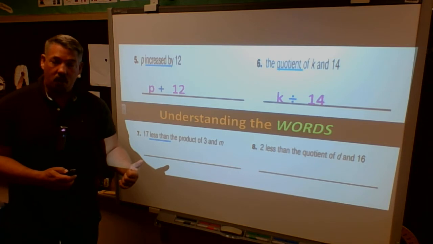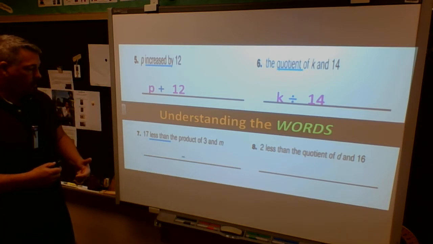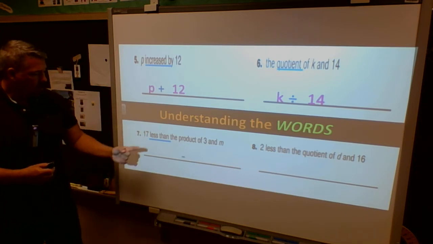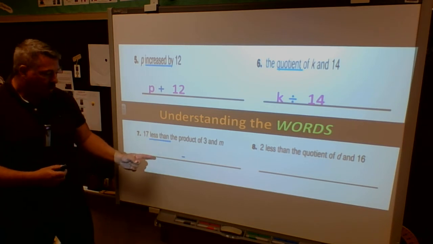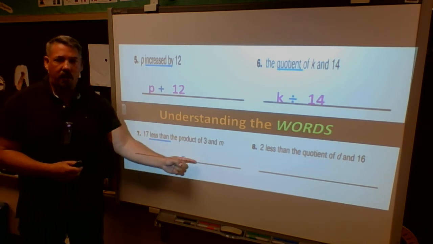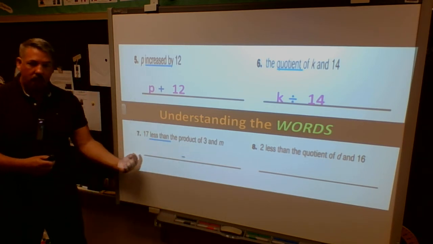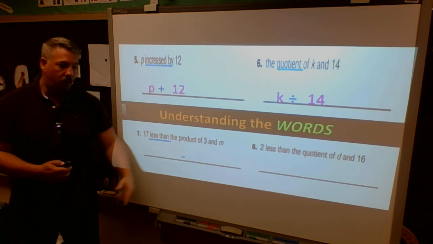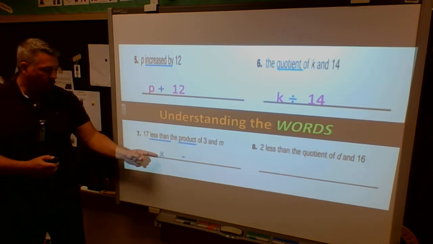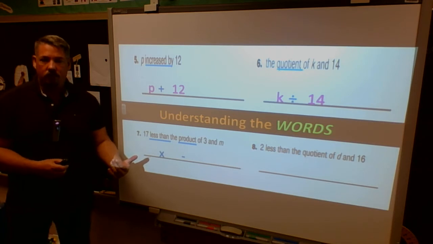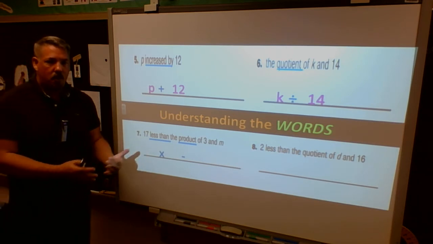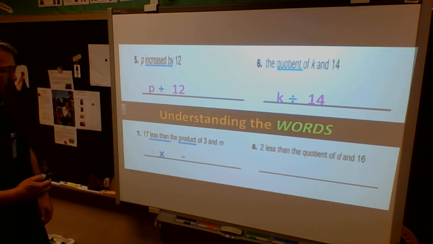So I know I have a product also, and which is going to go first and which is going to go last. Well, if this is 17 less than, then I know I'm going to have to be subtracting back here in the back. I'm going to have to do math first because I'm going to have to find that product first. So I know my multiplication has to be up front. Then it's just putting the numbers and variables in where they go.